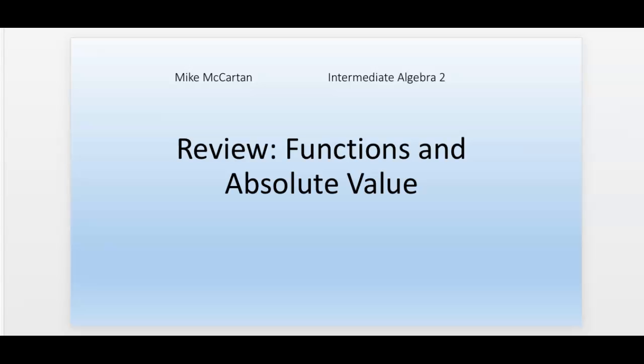Okay, hello everyone. Today we're just going to review a little bit. We were looking at functions and absolute value. We're getting ready for the test, which is next Monday.